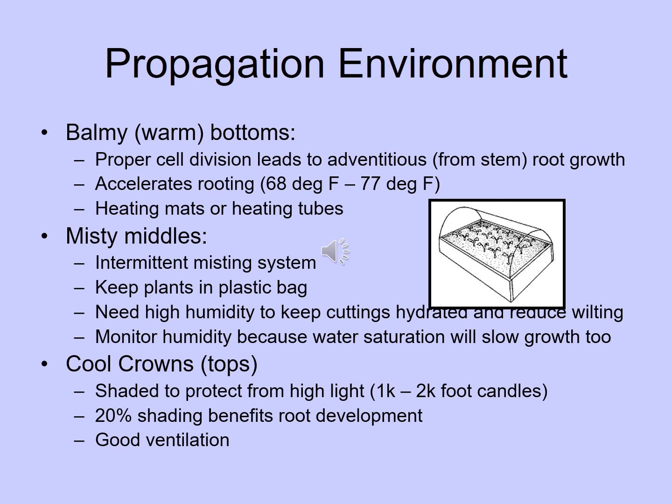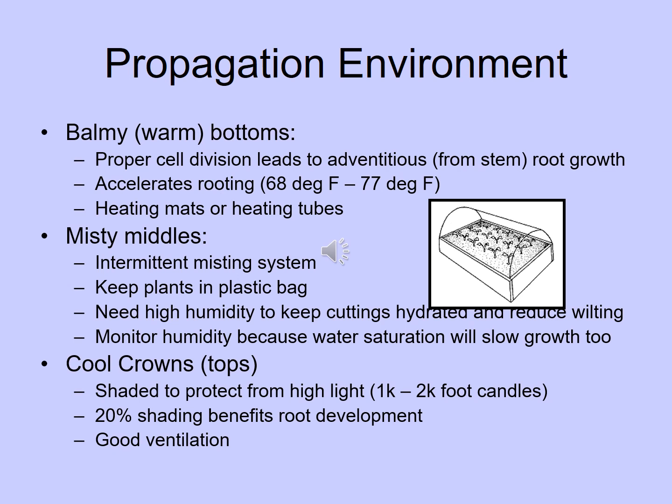A little bit more on the environment for propagating cuttings. We want the bottom of the cuttings to be warm, so we'll use heating mats or heating tubes underneath the flats or trays or pots that we're putting the cuttings in. About 68 to 77 degrees Fahrenheit is good to promote adventitious root growth.